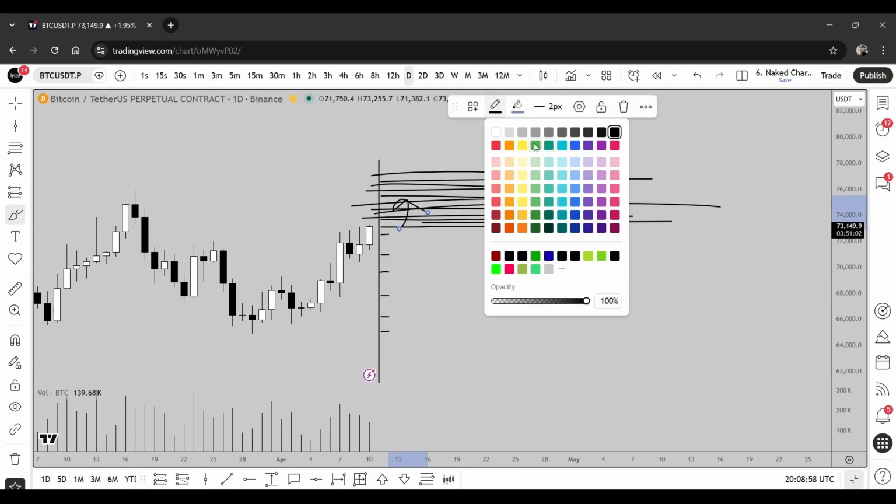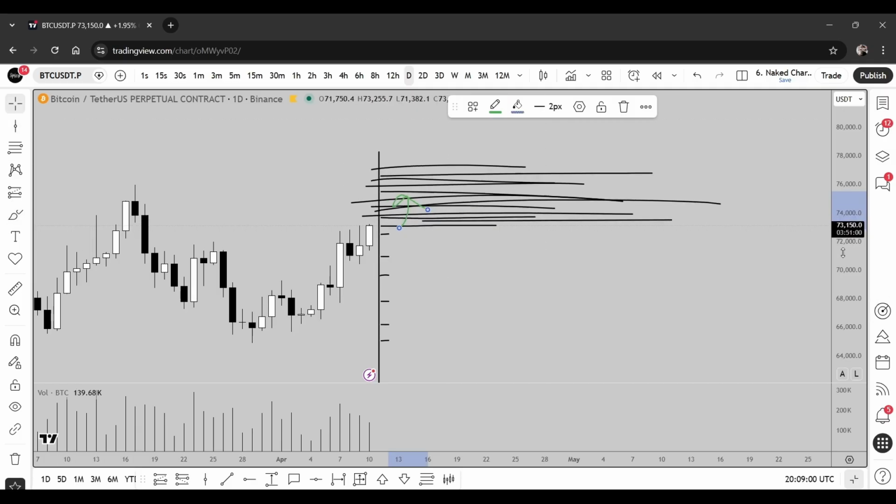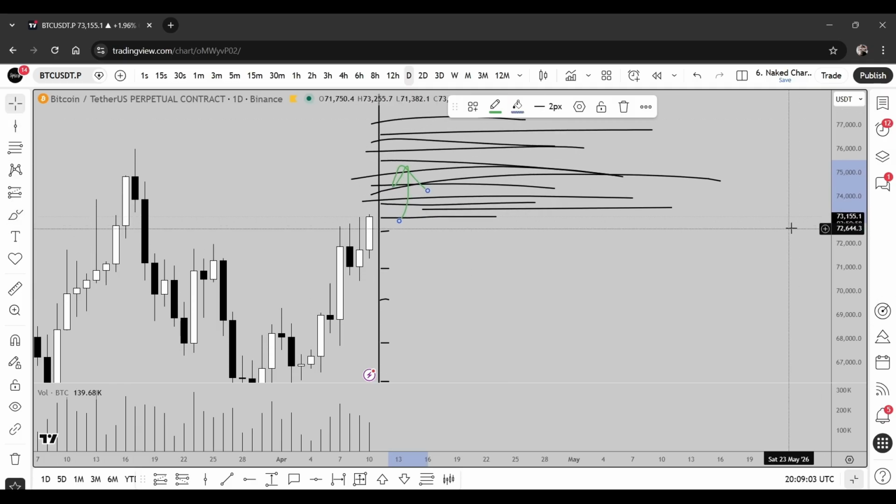I'll use green. There we go. So someone market buys $10 million worth of Bitcoin, it simply won't budge the price at all because there are huge limit sell orders on the order book.